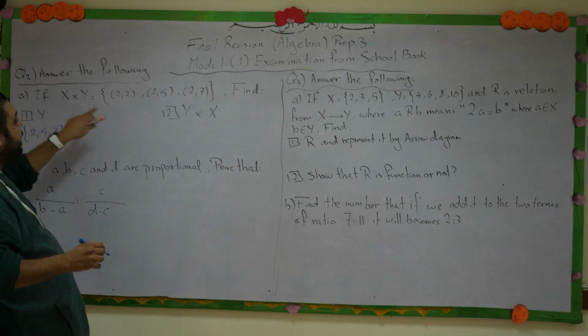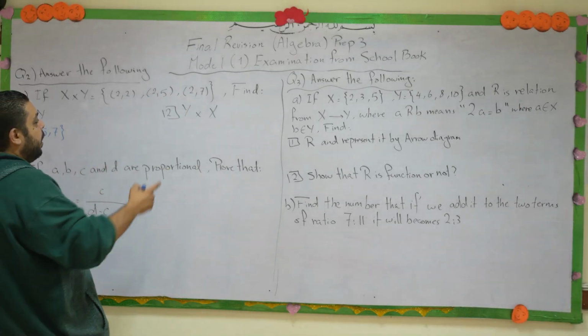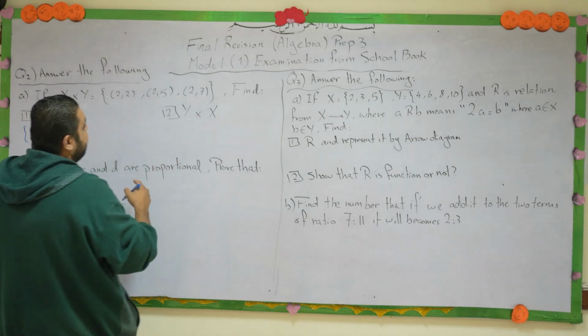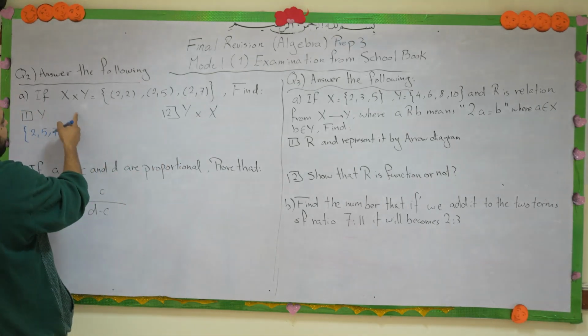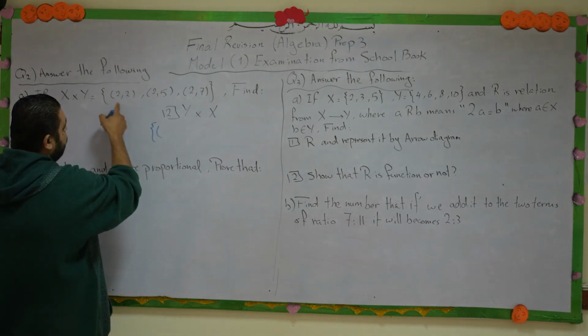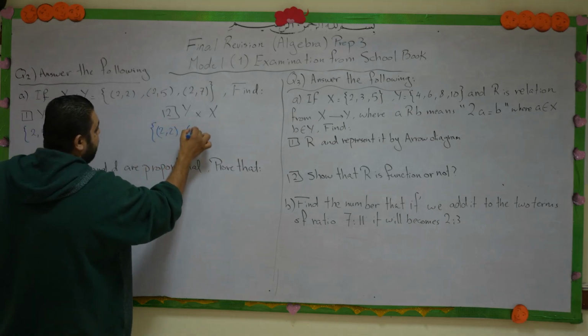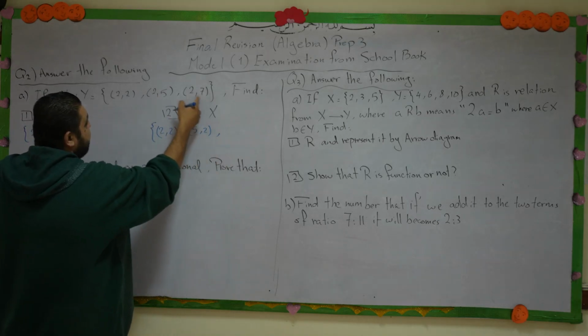But x will be the first projection of the ordered pairs, which is only the element 2. We need y Cartesian x. So the opposite of x Cartesian y will be the ordered pairs (2, 2), (5, 2), (7, 2). We change the positions.